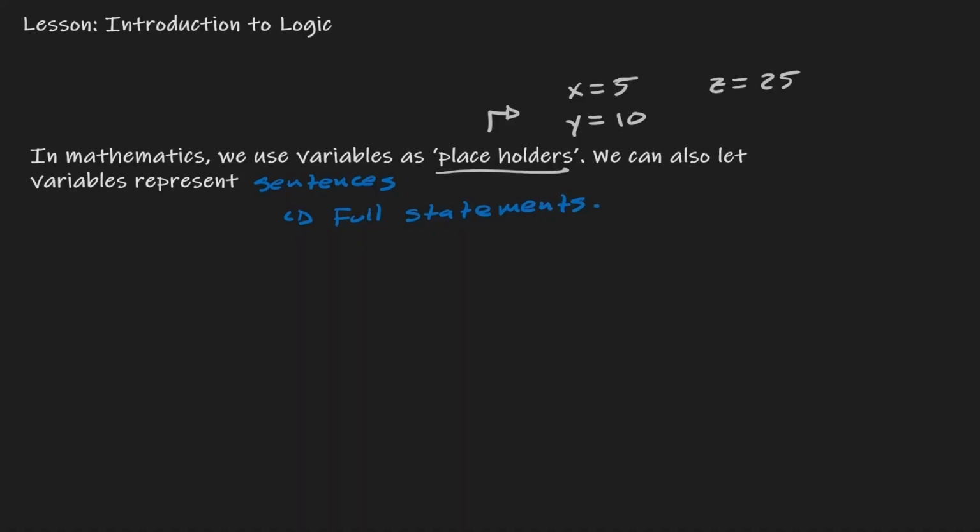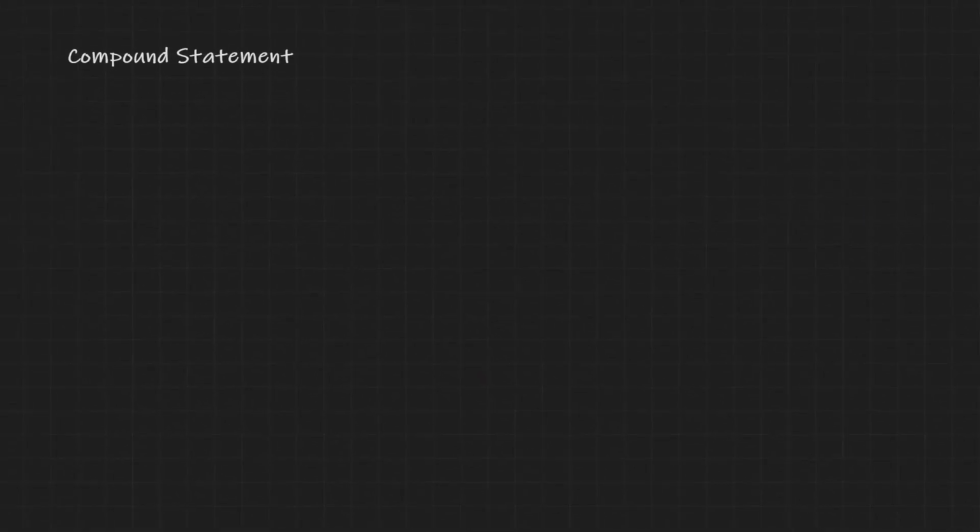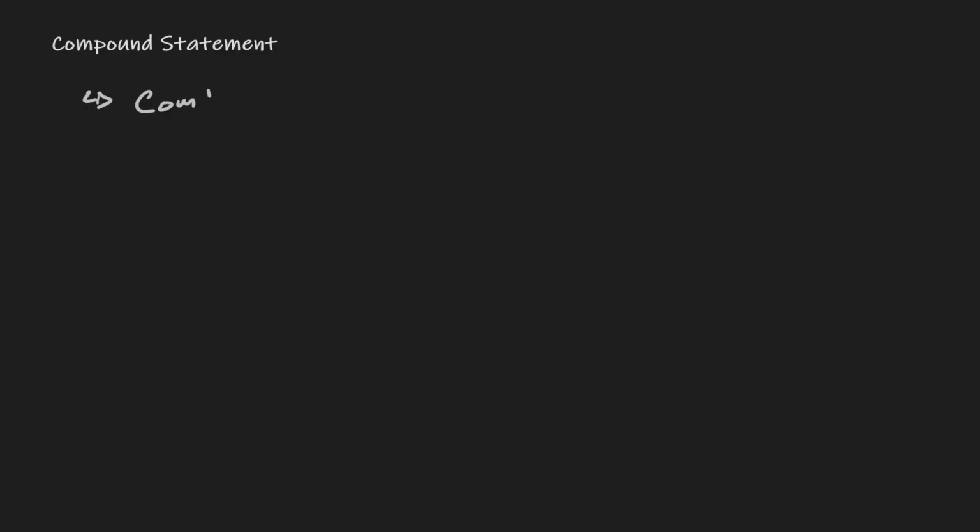So now the next question is, how does this actually look like? How can a variable represent a full statement? Well, for that, let's introduce some vocabulary words that we're going to be using throughout this lesson. The first idea that we're going to be discussing in terms of logic is this idea of compound statements. A compound statement is whenever we combine two statements.